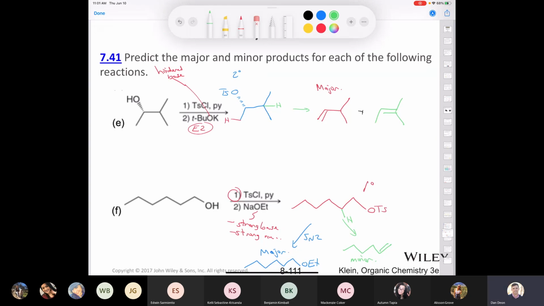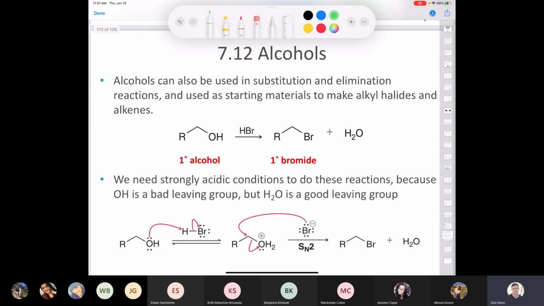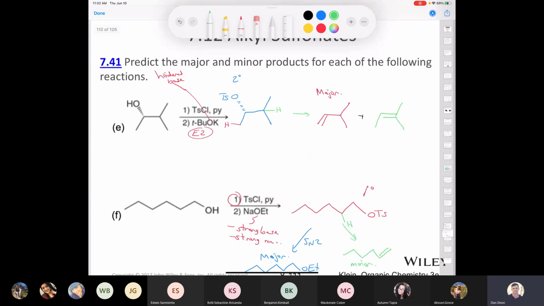All right. Let's move on to section 7.12. We're still in the same section, but the last little section deals with alcohols. We're still talking about ways that we can convert alcohols into something that's got a good leaving group, right? What was our strategy in the first part? It was to convert them to tosylate, right? Because tosylates are great leaving groups. To make a tosylate, you just take any alcohol, treat it with tosyl chloride and pyridine, bada boom, bada bang.